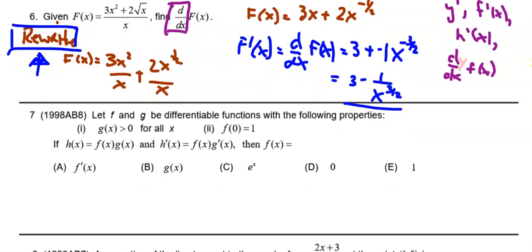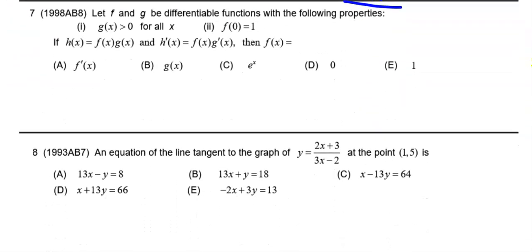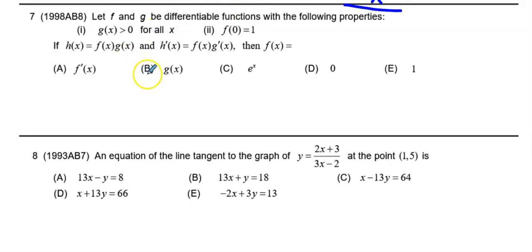Okay, so let's go to question number 7. This one is weird for students to quite understand, but hear me out. Sometimes you guys will see questions like this one, which was on the AB exam. It says, let f and g be differentiable functions with the following properties. We know that g has got to be positive, that the function g is positive for all values of x. And we know that f of 0 is equal to 1.